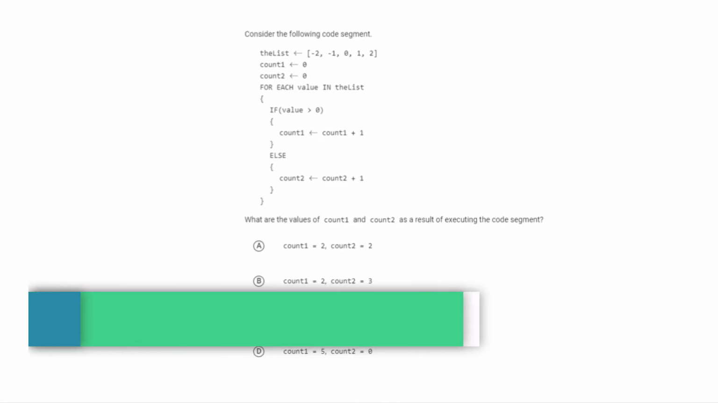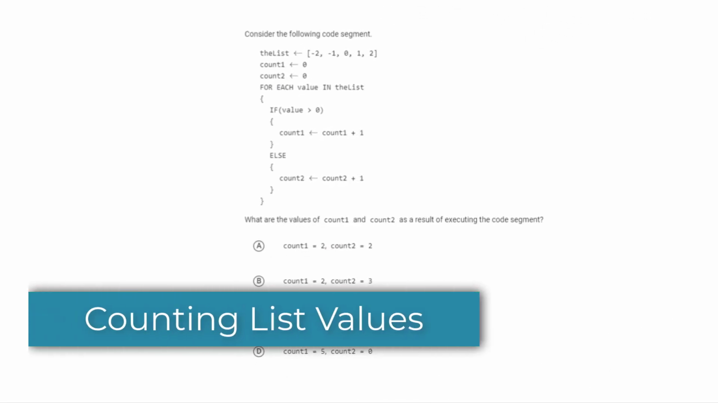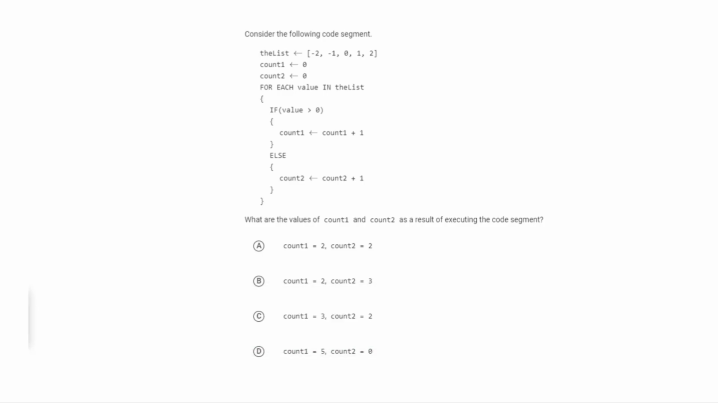Here's another somewhat similar problem. This one has 2 counters though, and what I recommend when you have something like this is to just keep track of the counts, right? So I'm going to keep track of the counts over here next to count 1 and count 2. Well, let's look at what the problem is doing. We have a list that has 5 numbers: -2, -1, 0, 1, and 2. And we're going to use this for each loop right here. What it's going to do is check if the value in the list is greater than 0.